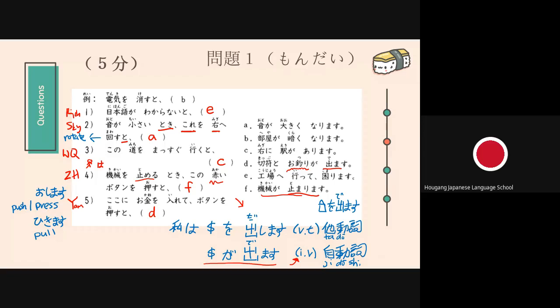But if you want to use the transitive equivalent, dashimasu, you have to use particle O. Because I make the change come out, or I take out the change, or I take out the money. 私はお金を出します means I take out the money. お金が出ます is the money comes out. Japanese very troublesome.